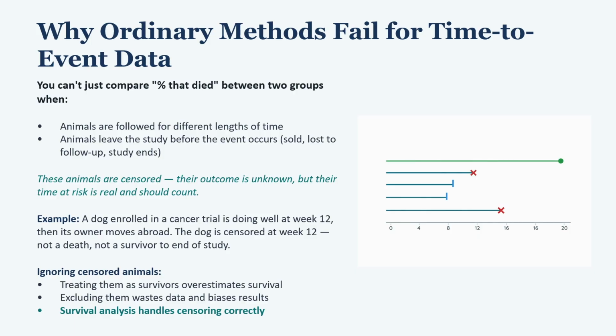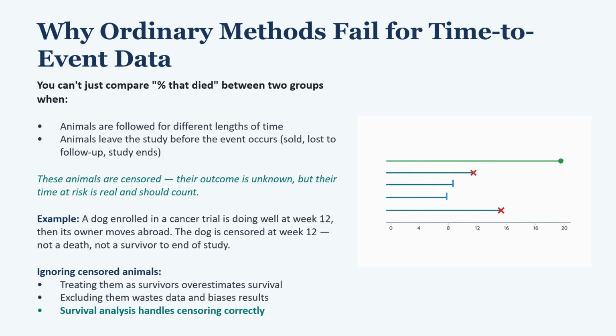The simple approach to analyzing survival data would be to compare the proportion of animals that died in each group. But this approach fails in the presence of two very common features of real studies: unequal follow-up times and censoring. Unequal follow-up is almost universal. In a clinical trial that runs for 2 years, animals enrolled on day 1 are followed longer than animals enrolled in month 18. The animal enrolled late and still alive at trial end has been followed for less time, so comparing raw proportions across groups conflates time at risk with outcome.